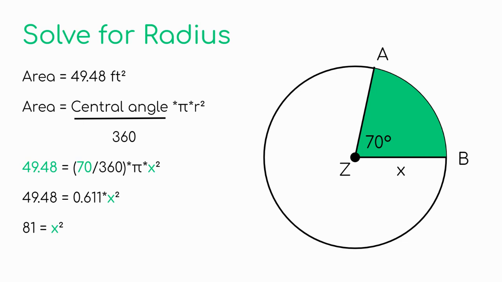So our answer is not 81. We still have that squared. And hopefully you remember the opposite of squaring is square rooting. So we're going to square root both sides. If you don't know how to do that on your calculator, just shoot me an email. I can send you a little demonstration. The square root of 81 is going to be 9. So our radius of this circle is 9 feet.